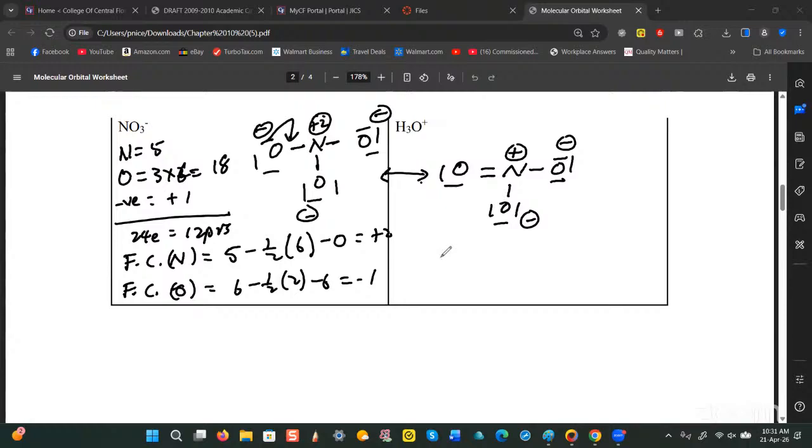Okay, so what's the shape? Trigonal planar. Let me write that down here. Trigonal planar. All right. And what would be the polarity?